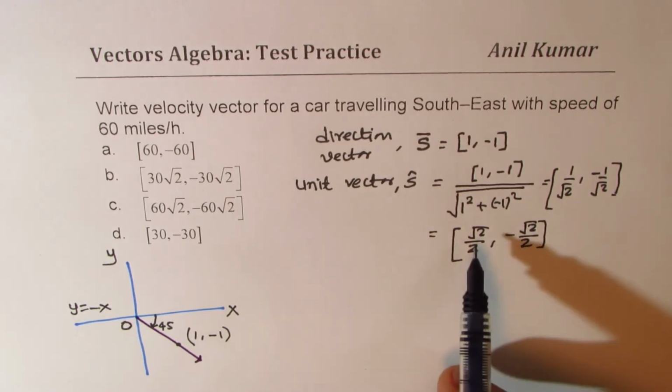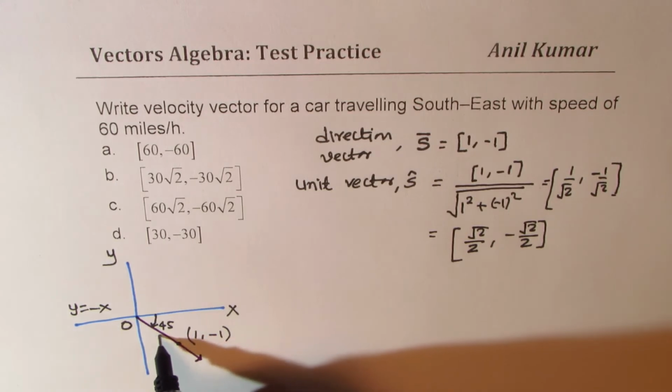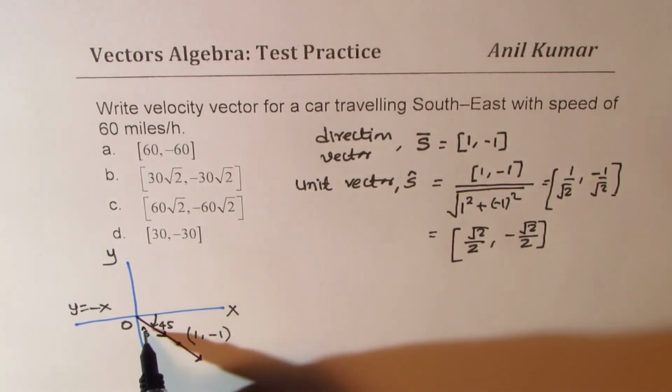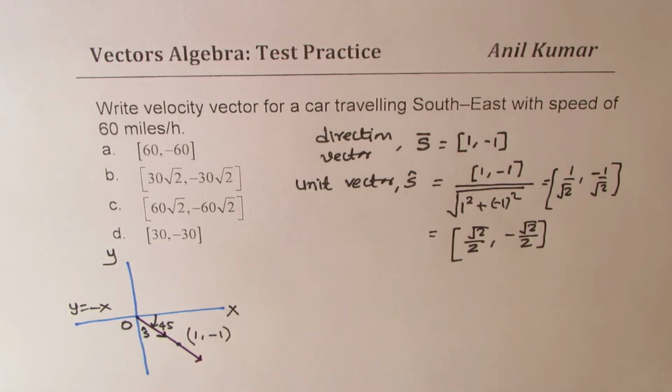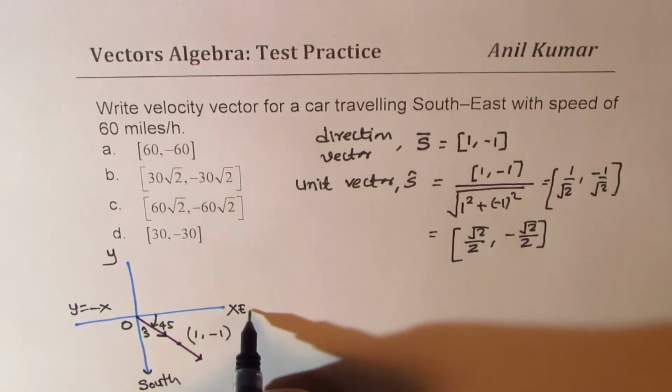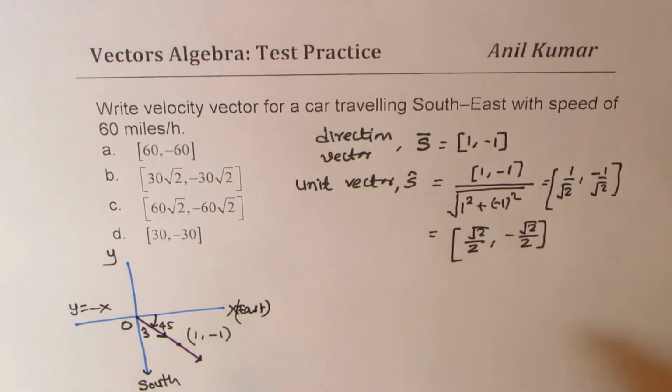Now, this is a unit vector, right? That represents a unit vector in southeast direction. So we are saying this is south for us, and this side is east. In that case, that is the unit vector.